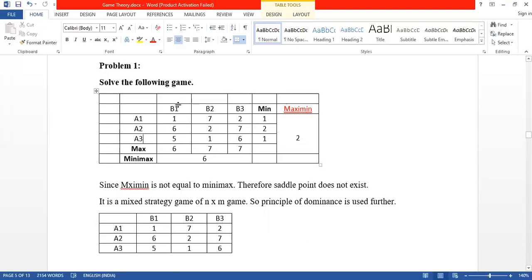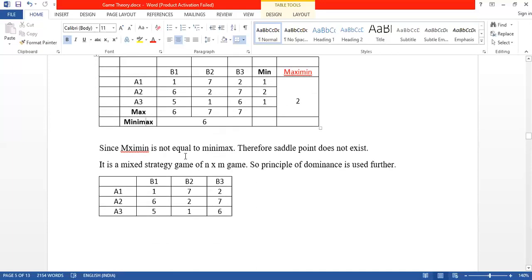Then for each column, we have to take the maximum value. So it is 6, it is 7, it is 7 again. So the minimax, the minimum of these maximums, is 6. Now, since maximin is not equal to minimax, therefore saddle point does not exist. Correct? If saddle point does not exist, then it is a mixed strategy game. And since here both the companies have more than two strategies, it is an N cross M game. So for N cross M game, we will be applying principle of dominance, right?